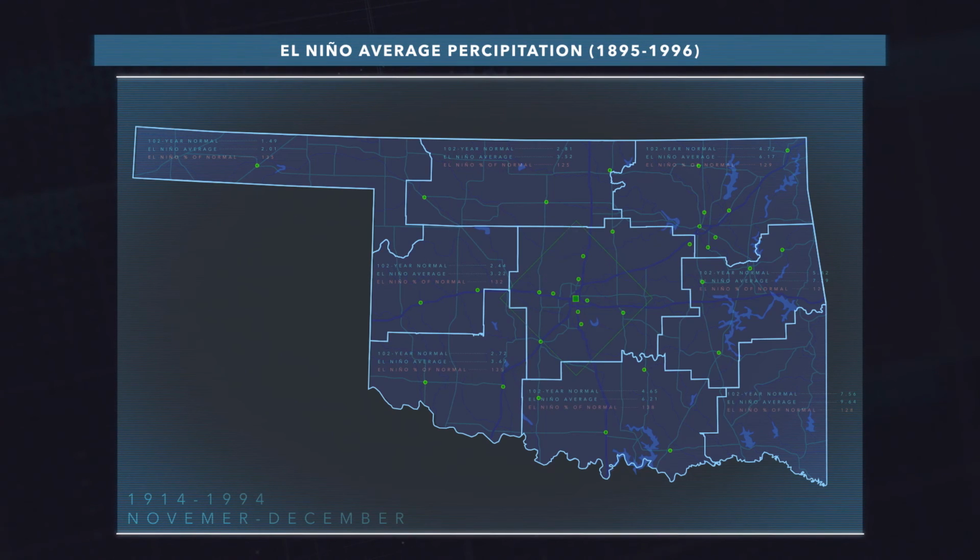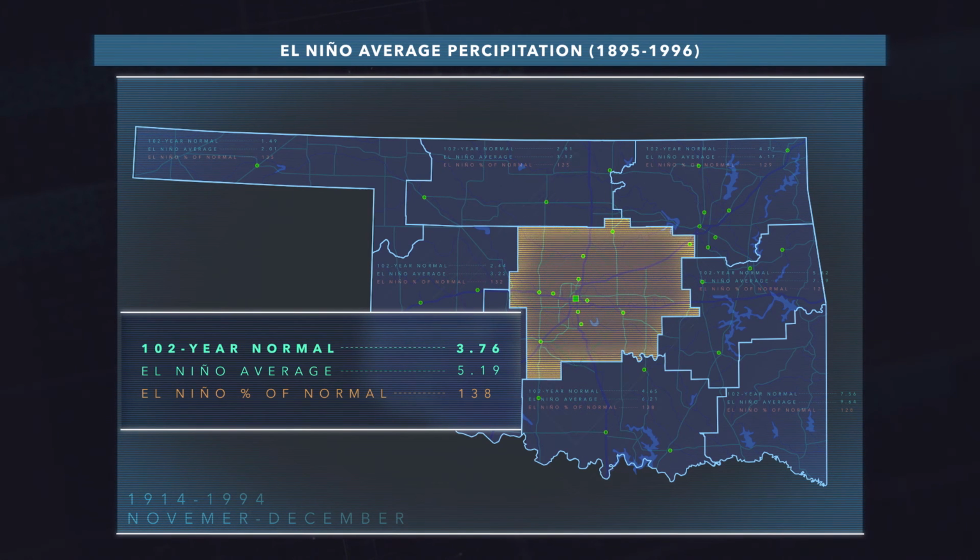Zooming in a little bit closer, Oklahoma City and vicinity, that central zone there. Now the average normal rainfall over a 102-year period, 3.76 inches. Now the El Nino years averaged 5.19. So what it's saying there, most of the El Ninos produce precipitation, sometimes get us up there above normal. So the percent of normal was 138%. So wet based on El Ninos that went back to 1914 through 1994.